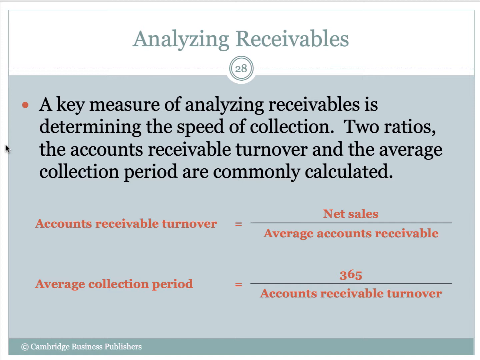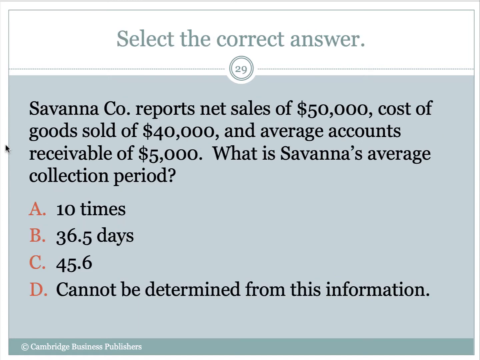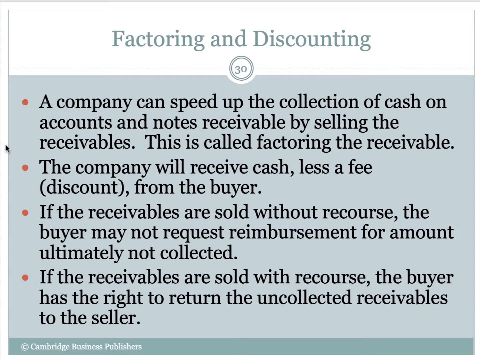Average collection period should look kind of similar, right? Think back to when we looked at inventory: 365 divided by some number. The inventory turnover gave us the days sales in inventory. Same exact thing; the only difference is we're looking at receivables. So to figure out the average collection period, it's 365 divided by the accounts receivable turnover. Super simple.